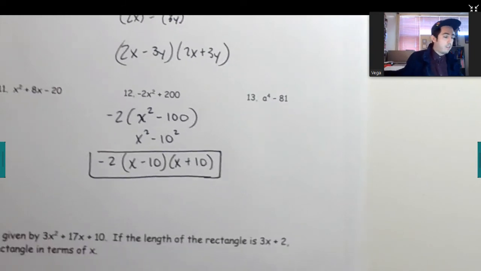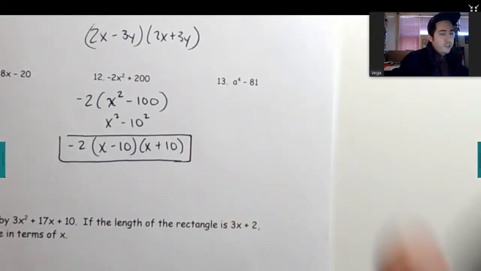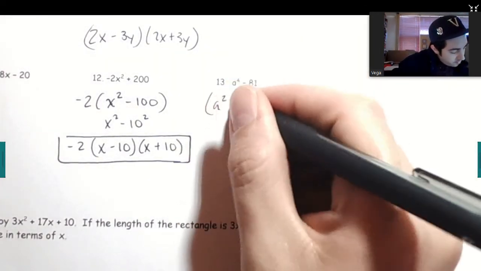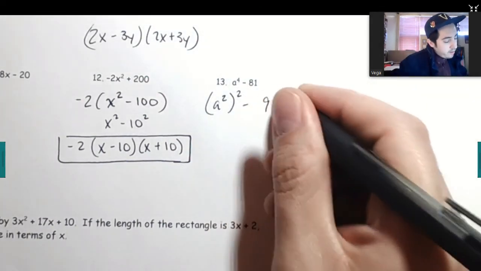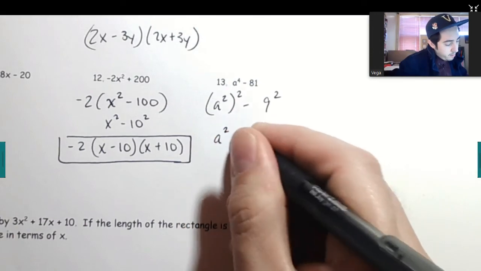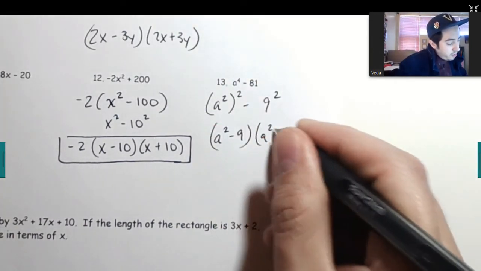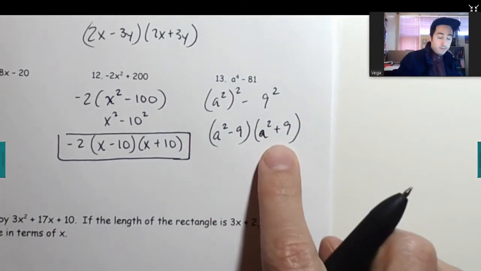Difference of two squares. 13, same thing. A to the fourth. You say, well, that's not a square. Yeah, it is. It's a squared squared. Minus 81. That's 9 squared. First thing minus the second, so a squared minus 9, times the first thing, a squared, plus the second. There you go. Difference of two squares.